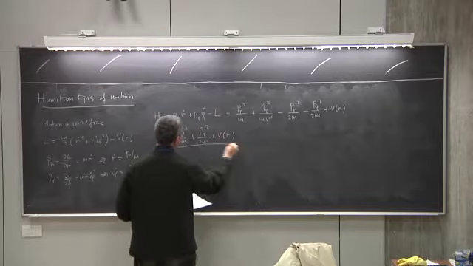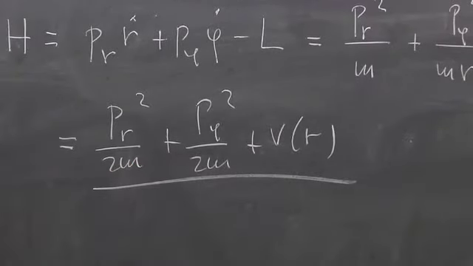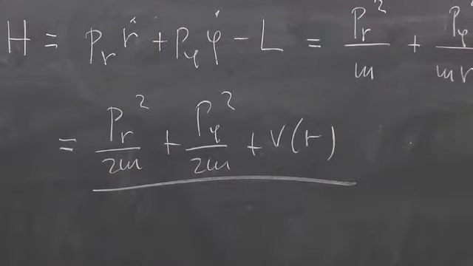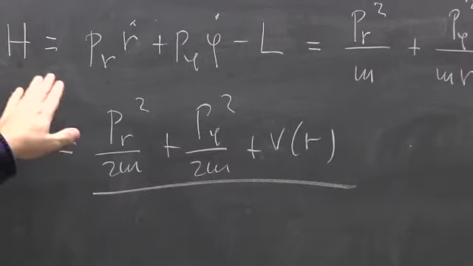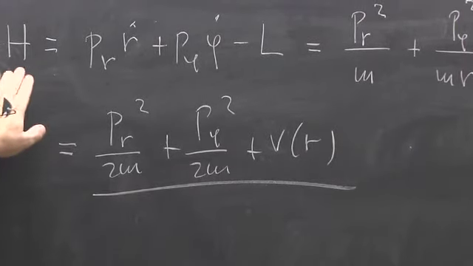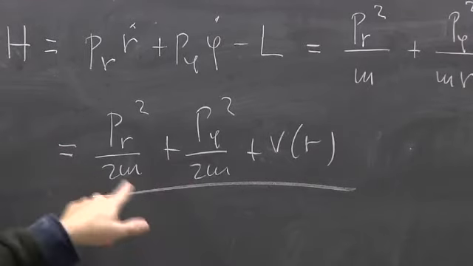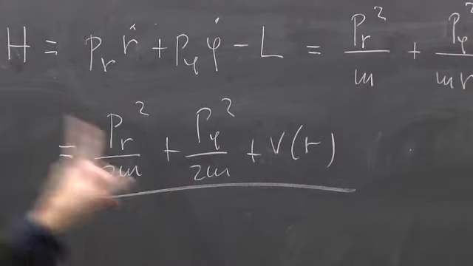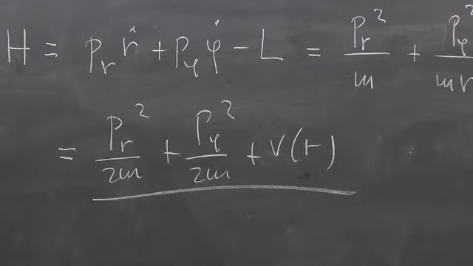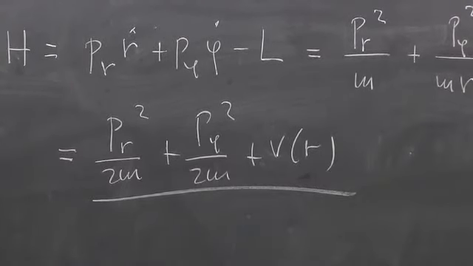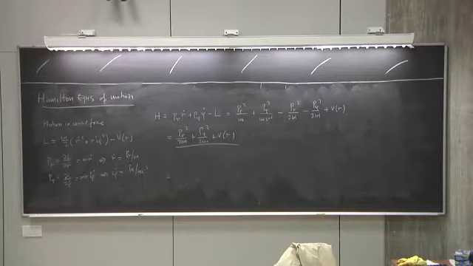That is nice because, you see, this is exactly the same result that we had by writing the energy, because I said if the energy is conserved, the Hamiltonian is equal to the energy, and this is exactly the energy. This is the kinetic energy, remember what we wrote, plus the potential. So the two definitions agree, as they should.